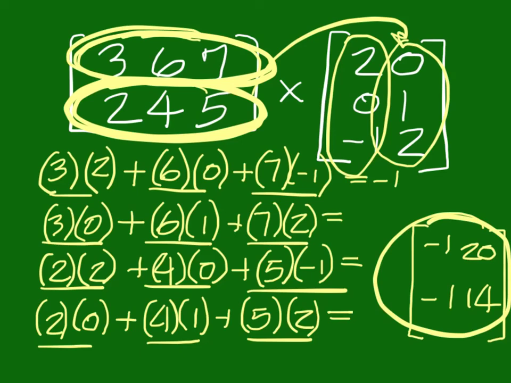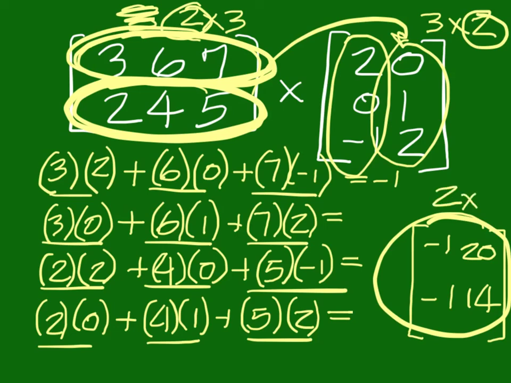This one is, if you look at rows and columns, this one is rows 2 and columns 3. This one is 3 and then 2 for columns. So if the columns match up with the row here, if it matches up with your column, chances are you'll have a 2 by 2 answer matrix.